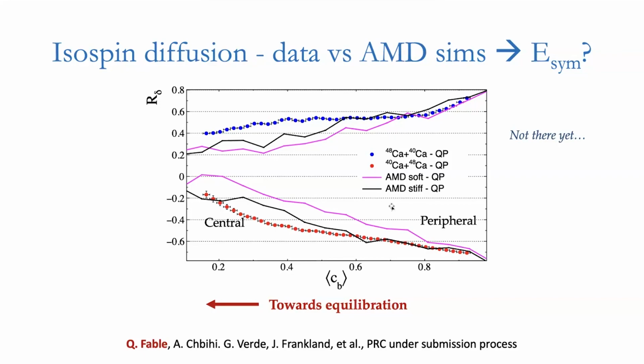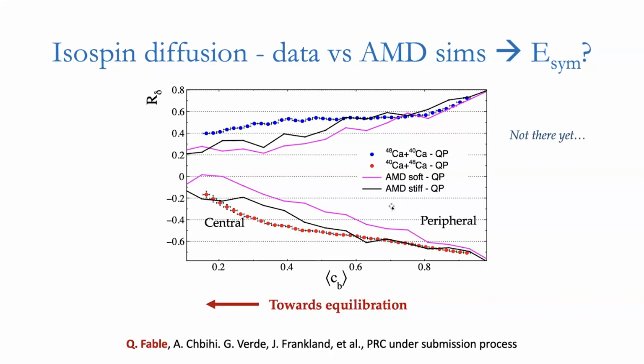We take a model, simulate the same reaction using a specific choice of the density dependence of the symmetry energy and try to reproduce the experimental data. And this is done, in this case, with this anti-symmetrized molecular dynamics model, where you put two different density dependences of the symmetry energy, called soft and stiff. And you try to see which one is closer to the experimental data. So as you can see, we are not there yet. There is some indication in some sense that there is a better agreement with the stiff, this black line here, but we are not there yet, okay?